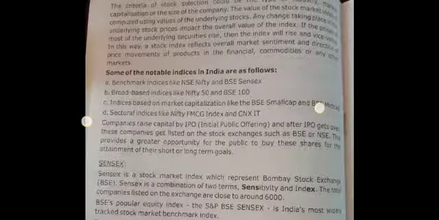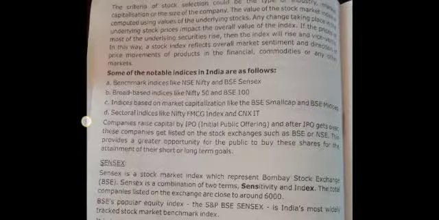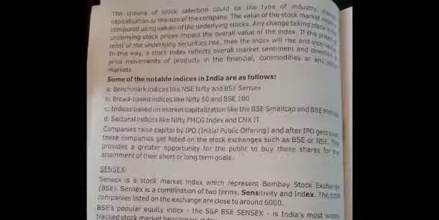The criteria of stock selection could be the type of industry, market capitalization, the size of the company, like that. So here we are going to take the decision about which industry I want to invest in. That means the type of industry. The industry may be related to medical instruments, or agricultural, industrial products, like that.